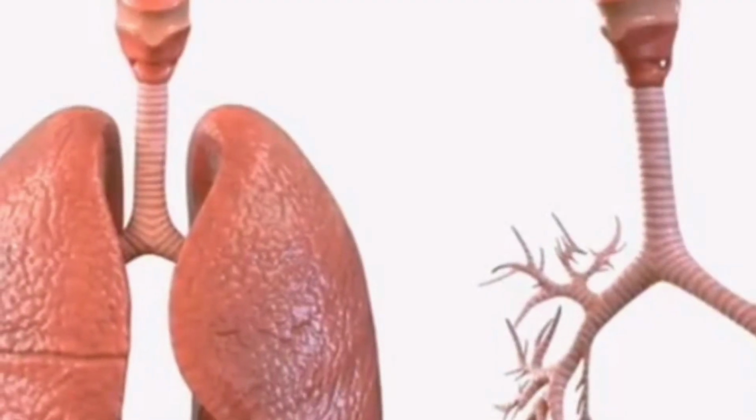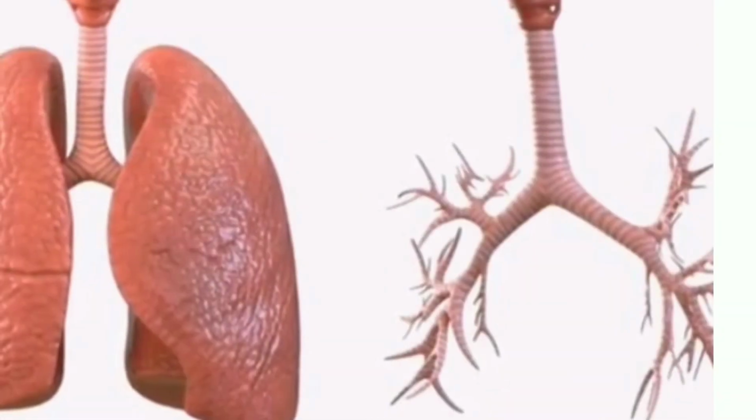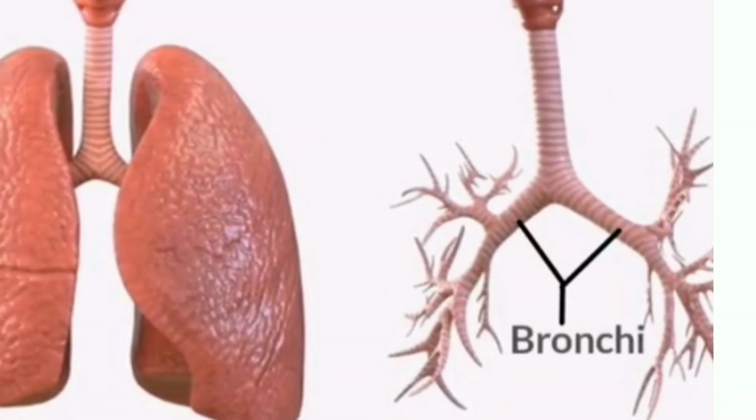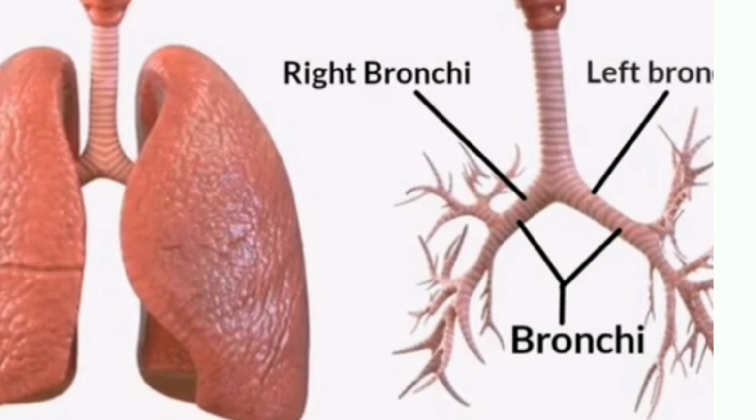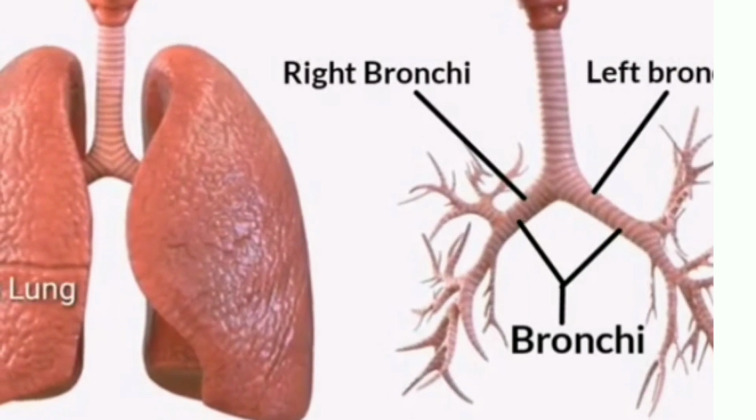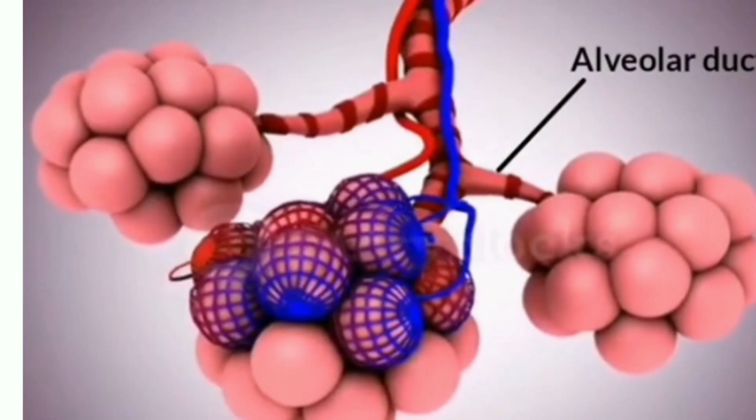Lower respiratory tract. The trachea, a flexible tube, splits into two bronchi, each leading to a lung. Further branching occurs, forming bronchioles that end in clusters of alveoli.